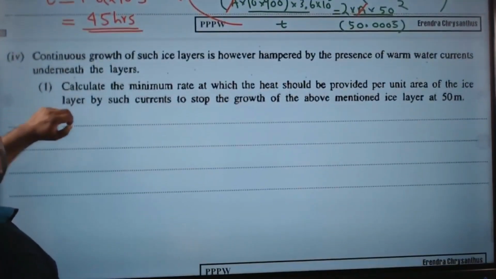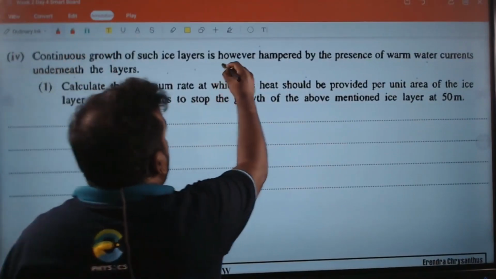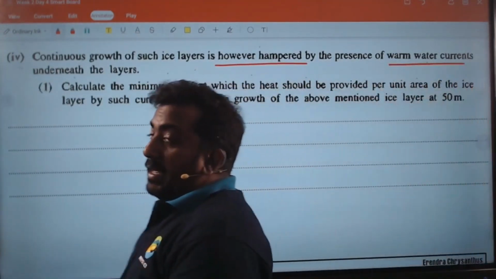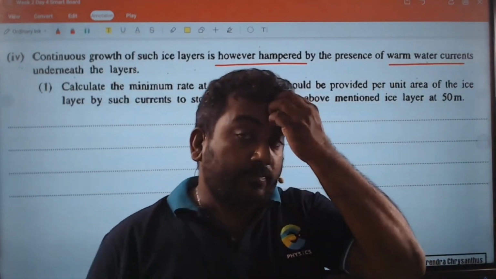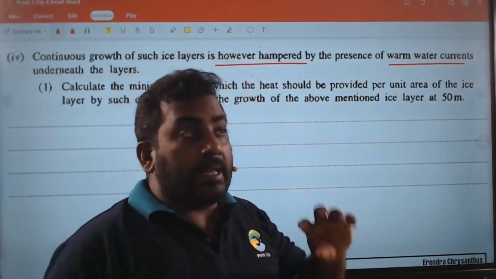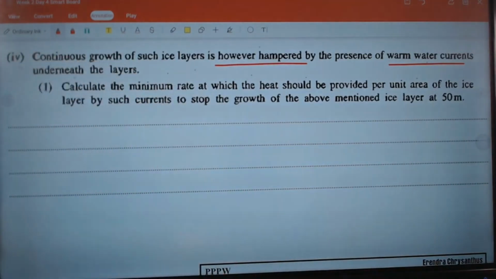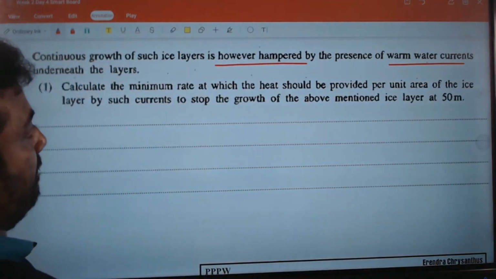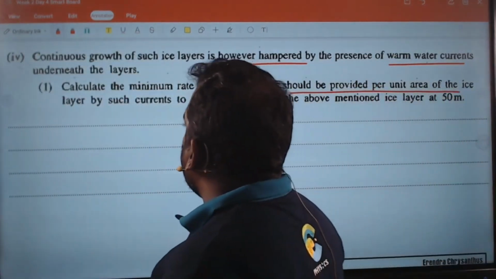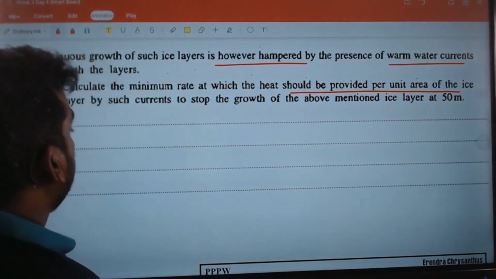Moving forward. Continuous growth of ice is however hampered by the presence of warm water currents. That's why sea currents are very important. If sea currents are not there, ice layers will keep on growing. Warm sea currents will melt that ice. Calculate the rate at which heat should be provided per unit area of the ice layer by such currents to stop the growth of the above mentioned ice layer at 50 millimeter.